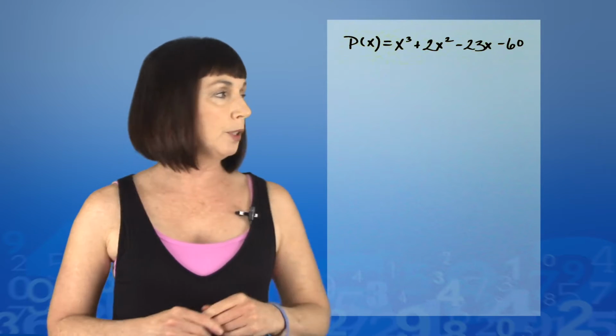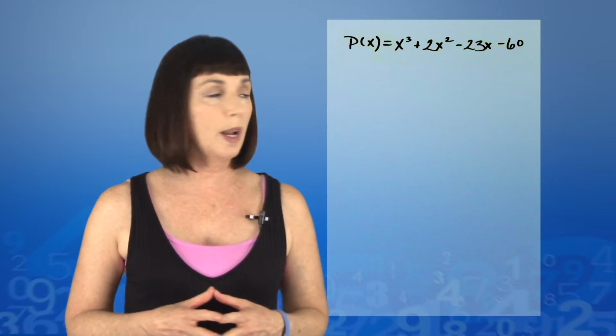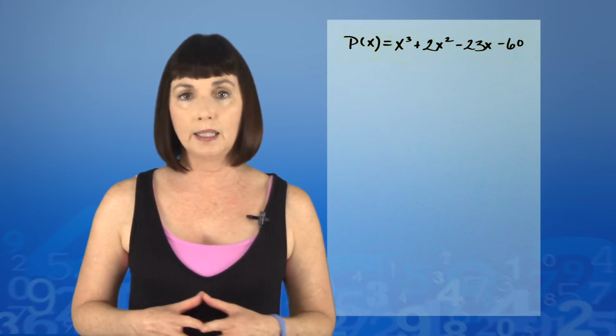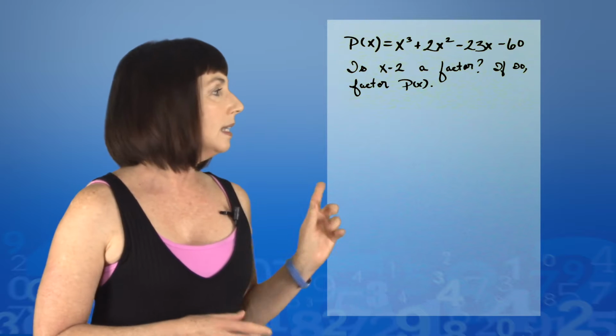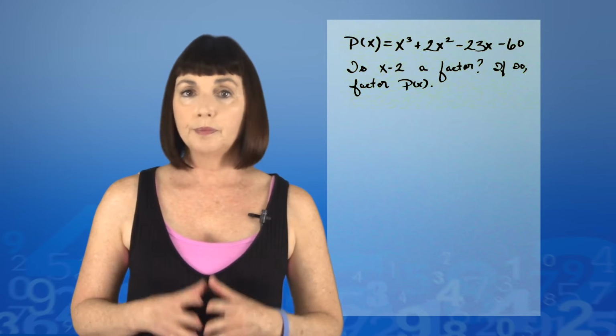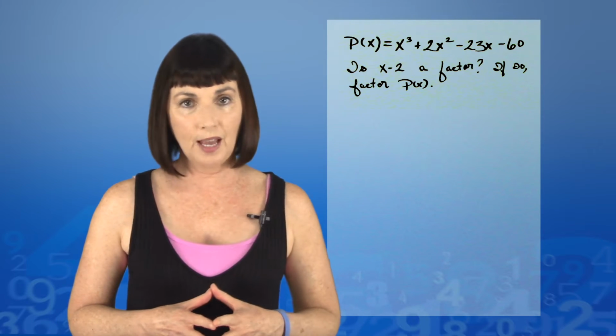I'm Allison from Math Bytes, and we're working through an example of dividing polynomials. So here's our problem. P of x is equal to x cubed plus 2x squared minus 23x minus 60. Is x minus 2 a factor? If so, factor P of x.